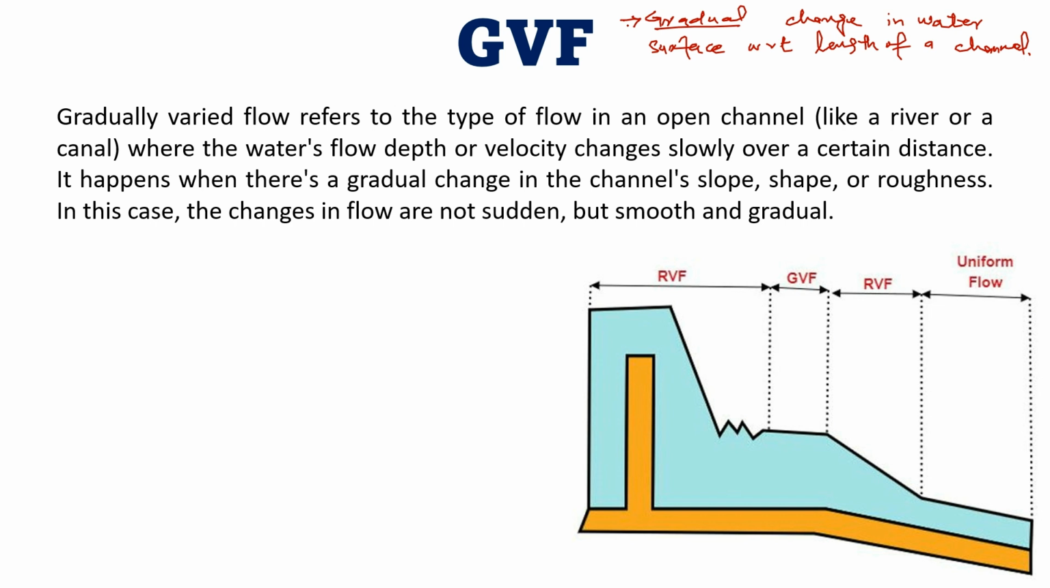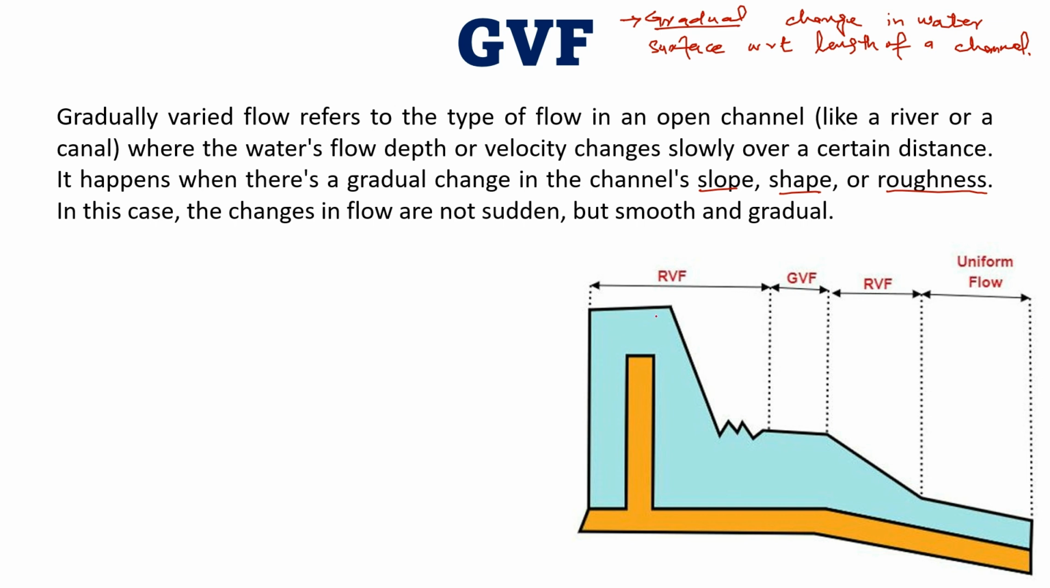with respect to the distance, that means we have a small change over a longer distance of the river reach or canal reach, then that will be known as a gradual change, or gradually varied flow. And that change may be due to slope, shape, roughness of the channel, geometric changes, induction of a hump, or installation of a sluice gate.